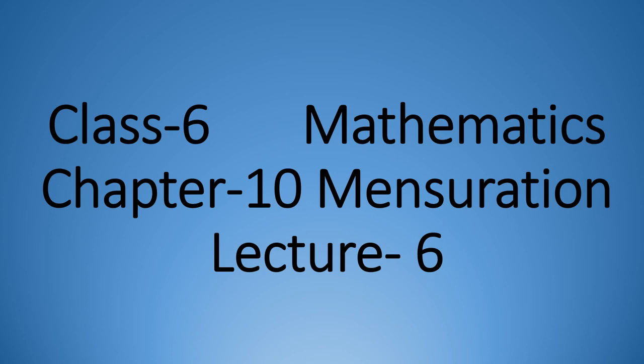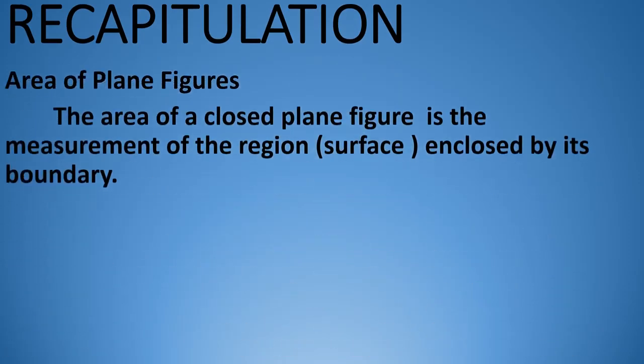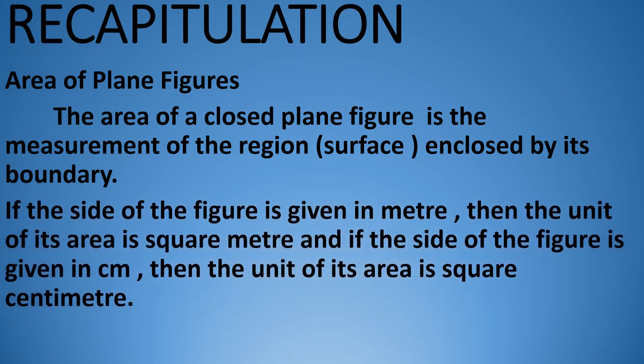Let us recapitulate first. What is area? Area of a closed plane figure is the measurement of the region enclosed by its boundary. Means the surface covered by any closed figure is called the area of that plane figure. Area we can find out with the help of formulas also, and we can find out area by placing the figure on the squared paper. Okay? By that method also we can find out the area.